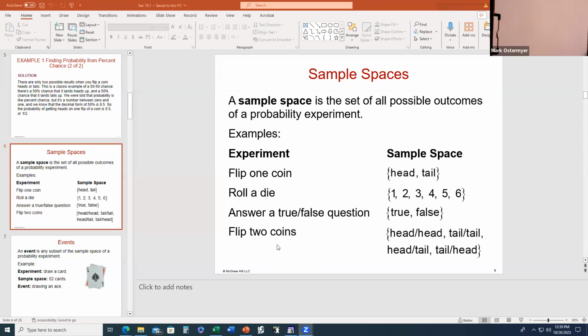When you flip two coins, the sample space becomes a little bit more complicated, but nonetheless has a finite number of outcomes. You could flip a head and a head, a tail and a tail, a head and then a tail, or a tail and then a head. Those would be the outcomes of flipping two coins. So every probability experiment has a sample space.